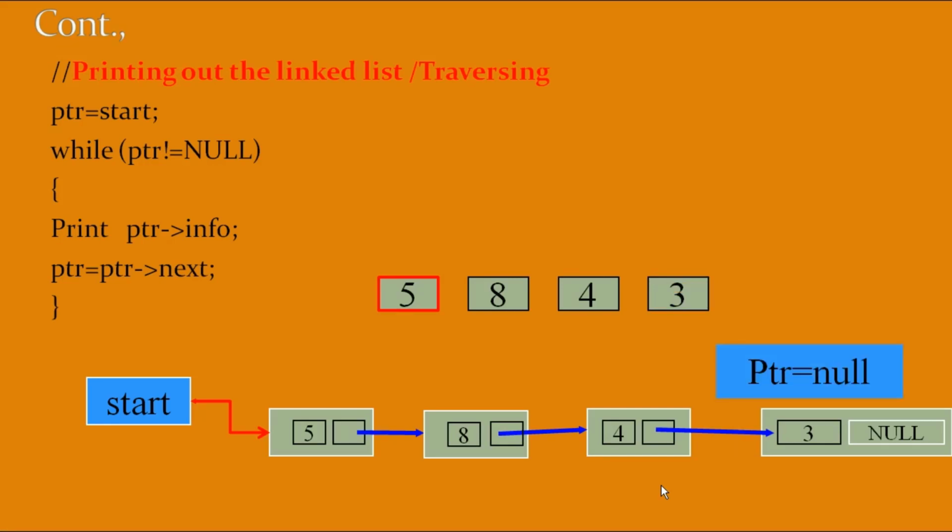After that, when we run the statement PTR equals PTR next, the PTR is assigned null. The next time the loop condition is checked, it is false because the current value of the PTR is null, so the while loop is terminated. This way the info field of every node is displayed.